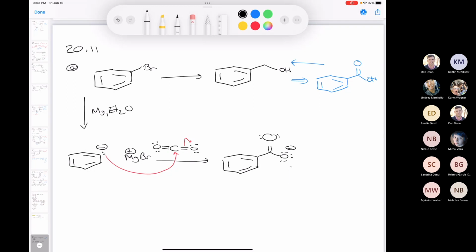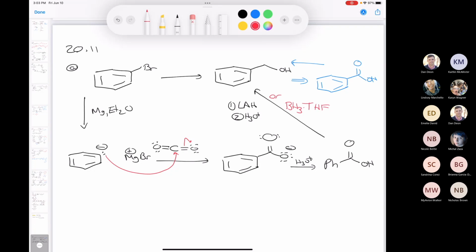And so what do we need to do? We need to treat that with H3O plus in the second step, and that's going to give us benzoic acid. I'm just going to abbreviate the aromatic ring as Ph, just to save a little bit of space. And then to get from the carboxylic acid to the primary alcohol, you can either treat it with LAH, followed by treatment with aqueous acid, or you could just throw borane and THF at it, and that will reduce the carboxyl group to the primary alcohol.